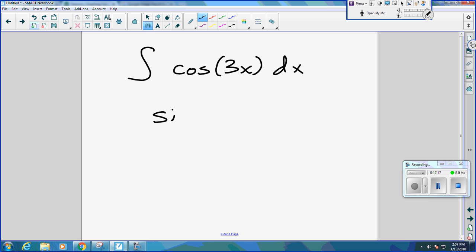Sine. So it's got to be sine 3x, guys. And when I take the derivative of sine 3x, I get cosine 3x times 3, right? So I better just put a third here, and I'm done. And I can avoid u-substitution. Does my derivative of 1/3 sine 3x give me cosine 3x? Yeah. All right? As you practice, this gets easier.